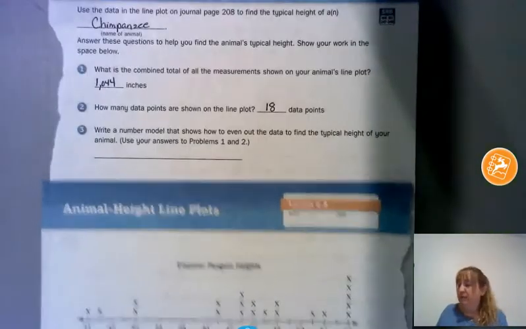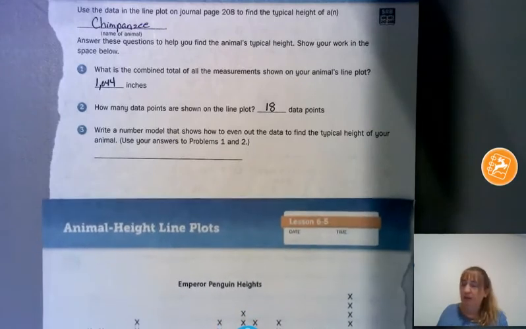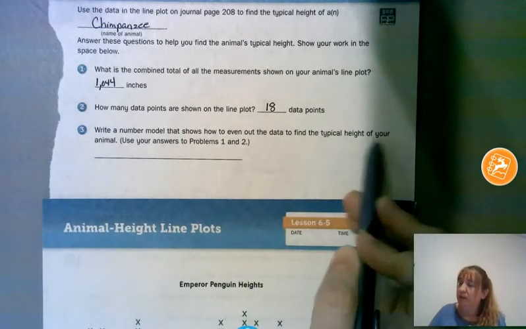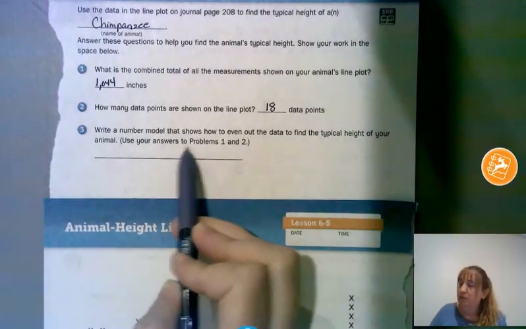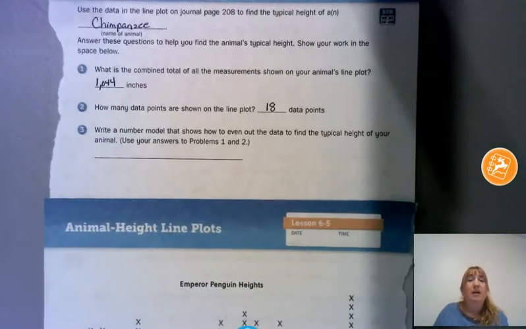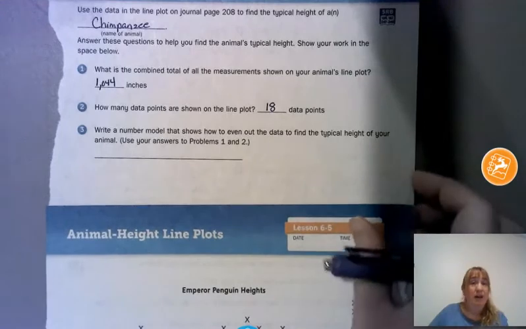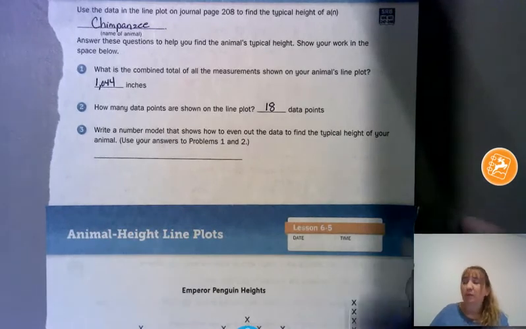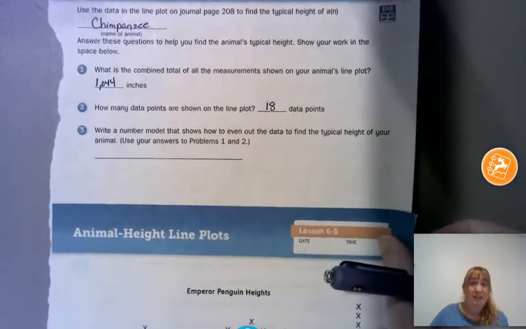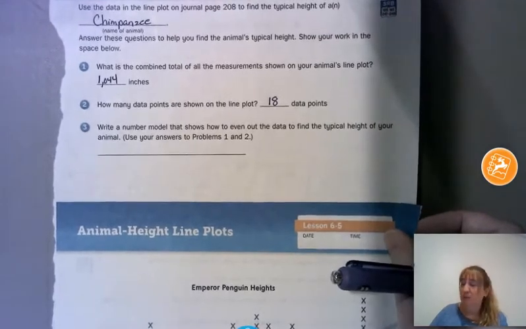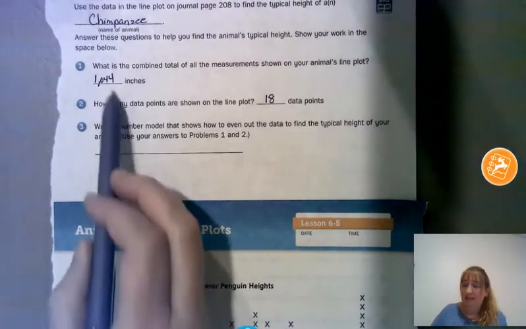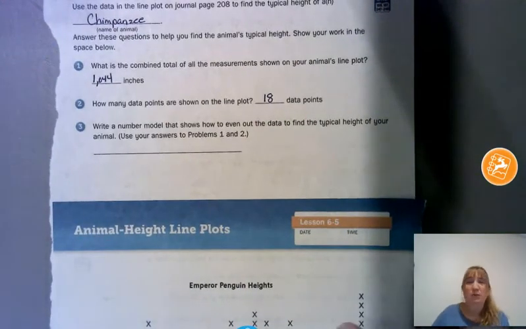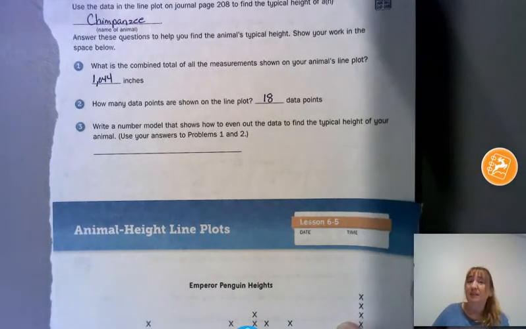Okay, so now our next question says, write a number model that shows how to even out the data to find the typical height of your animal. So basically, it says use your answers in problem one and problem two. And remember, if we're using the evening out strategy, that also means we're trying to find the mean of the data. One of the things that I like to say about the mean is, the mean is the mean one. It makes you do the work. You add up every penny and divide it by how many?